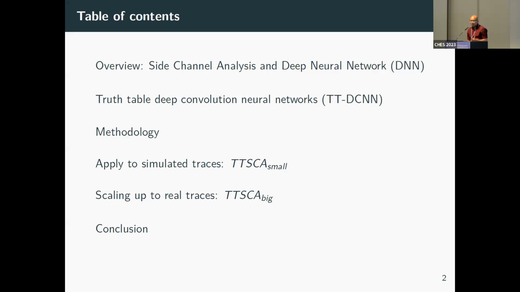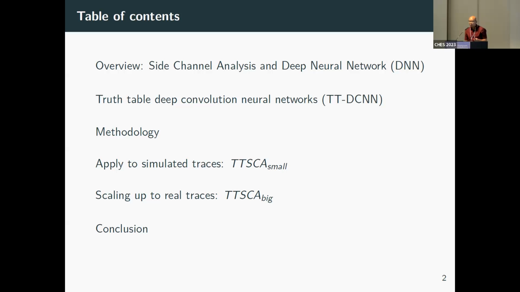So this is the outline of my talk. I'm going to give an overview of what side channel analysis and deep learning is, followed by the architecture that we actually use, known as the truth table deep convolutional neural network, also known as TTDCNN. This neural network was proposed by previous work, and we try to use it for side channel analysis. This TTDCNN can convert the weights into SAT equations for interpretation.